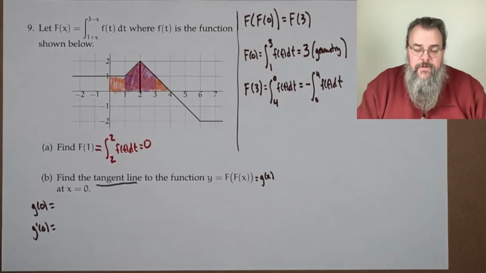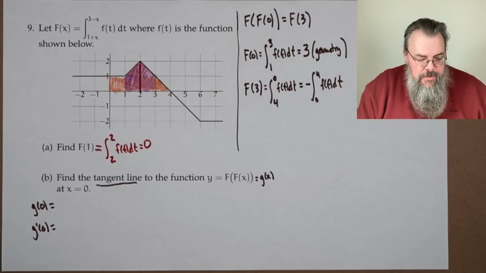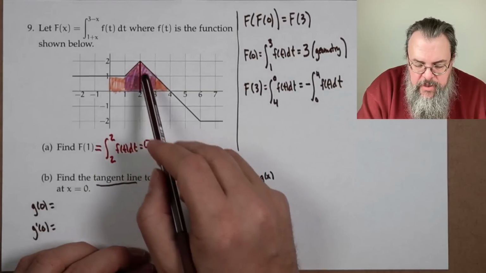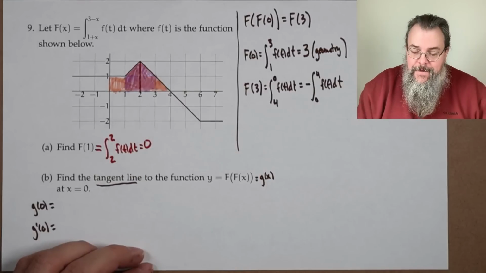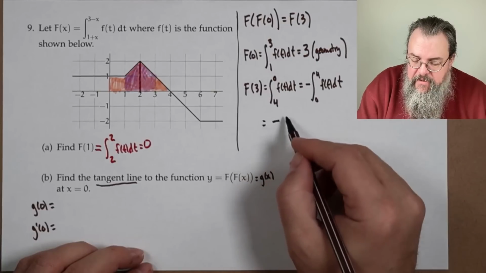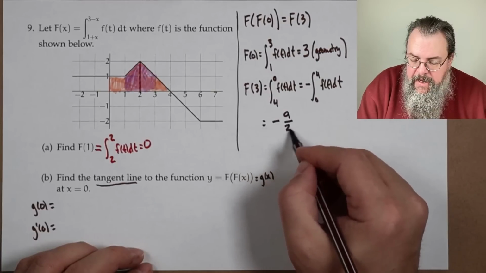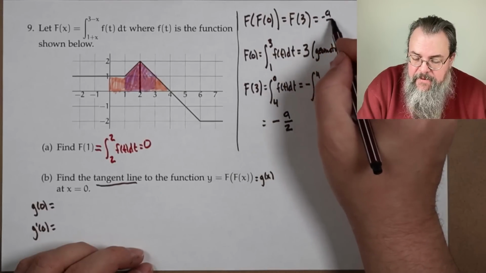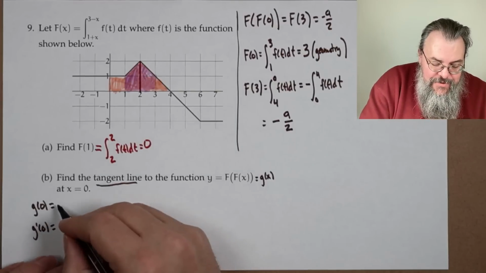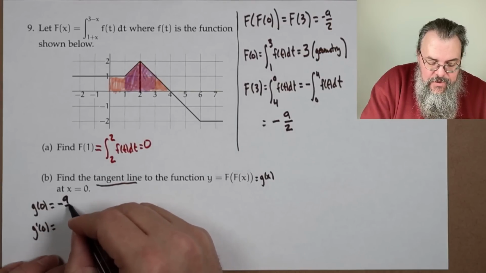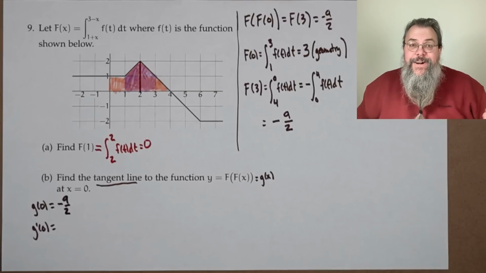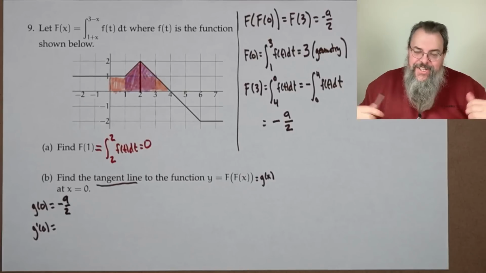All right, so what do we have now? Well, we just need to do some counting here. And so we have, again, 1, 2, 3, 3.5, 4, 4.5. So that says f of 3 is going to be minus 4.5 or 9 halves. Okay, so minus 9 halves. Which means, going back to our tangent line, g of 0 is negative 9 over 2. Cool. We're halfway to our tangent line.